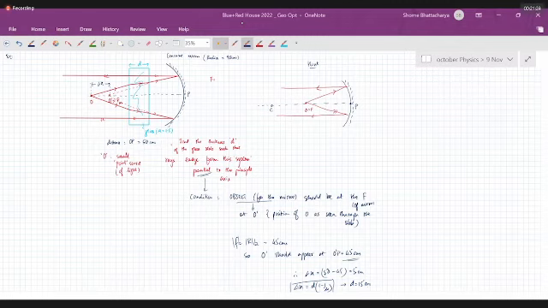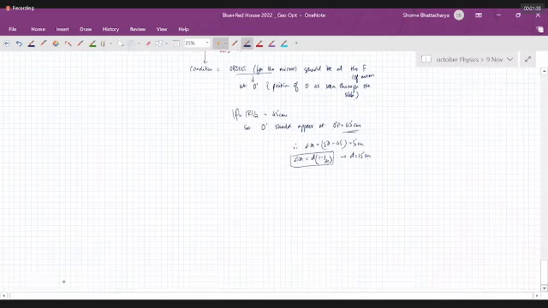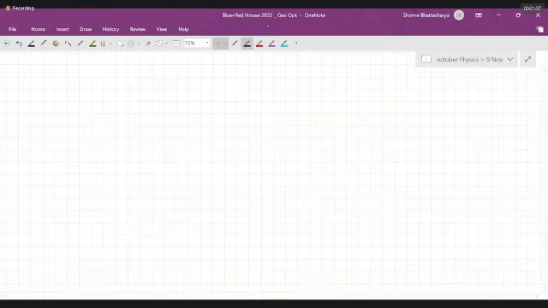Okay, so hope this question is also clear. Now we move on to the next very important part of application of Snell's law and refraction. So now instead of refraction at a plane surface, we will look at refraction at a spherical surface.